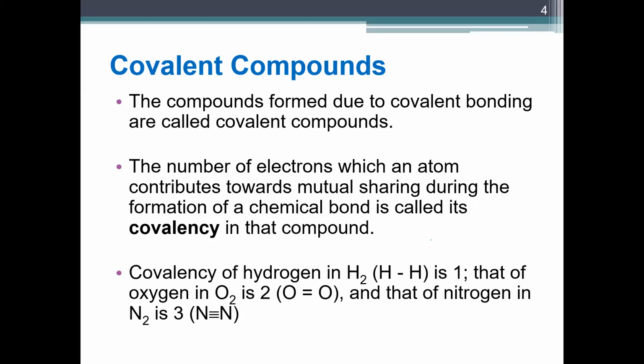Covalency does not occur between only 2 atoms. Yes, look at the formula and the definition. The definition says the number of electrons which an atom contributes towards mutual sharing, towards the formation of a bond. So covalency is between 2 atoms, but you can define covalency in a molecule. For example, in ammonia, the covalency between nitrogen and hydrogen is 1. But if you have only 2 atoms in a molecule, the covalency is the same thing as the number of bonded pairs of electrons.